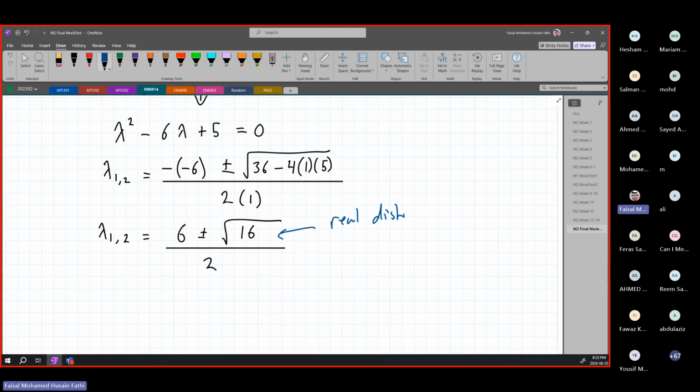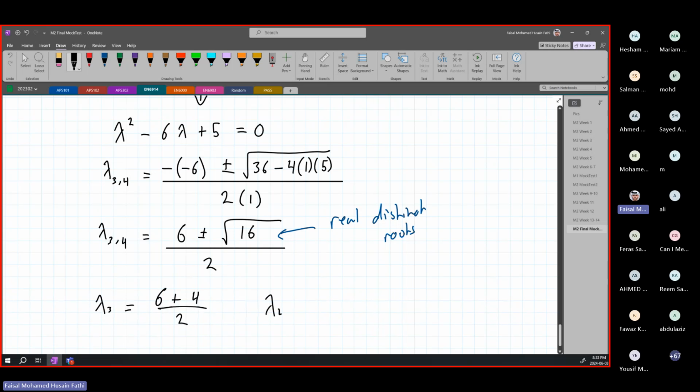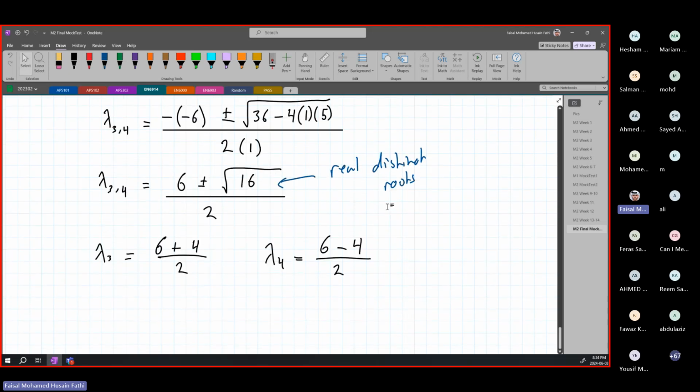Since we got a positive value here, we know these two are going to be real distinct roots. I'm saying 1 and 2, but we actually mean lambda 3 and 4, because we have already found our lambda 1 and 2. So I'm going to call these lambda 3 and 4. Lambda 3 is equal to 6 plus the square root of 16, which is 4, over 2. And lambda 4 is equal to 6 minus 4 over 2. Simplifying this, we get lambda 3 is equal to 5 and lambda 4 is equal to 1.